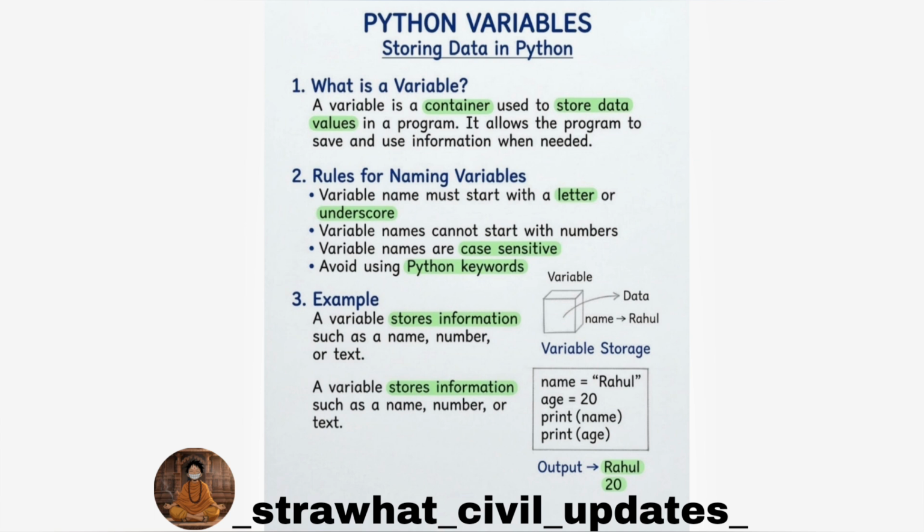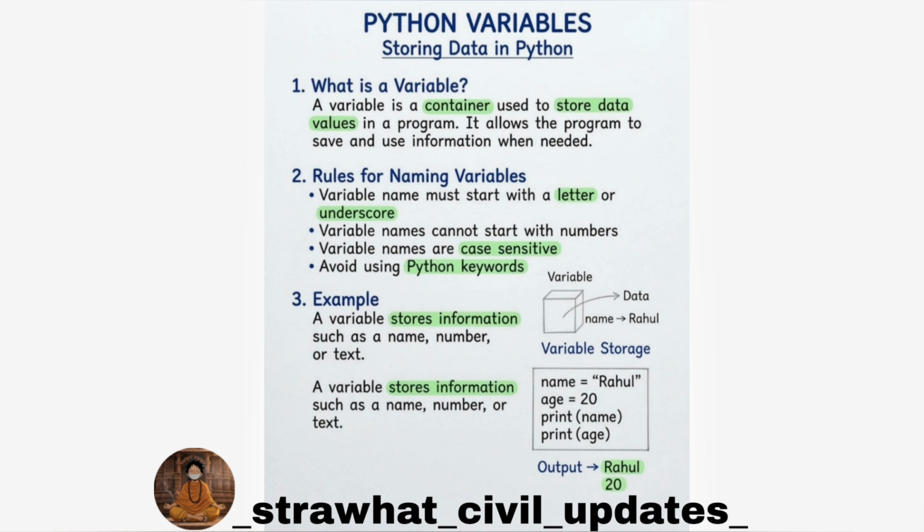Python variables. Storing data in Python. 1. What is a variable? A variable is a container used to store data values in a program. It allows the program to save and use information when needed. 2. Rules for naming variables. Variable name must start with a letter or underscore. Variable names cannot start with numbers. Variable names are case sensitive. Avoid using Python keywords. 3. Example. A variable stores information such as a name, number, or text.